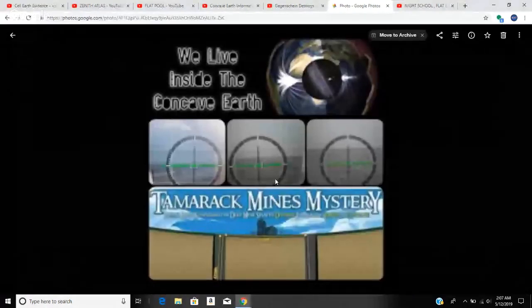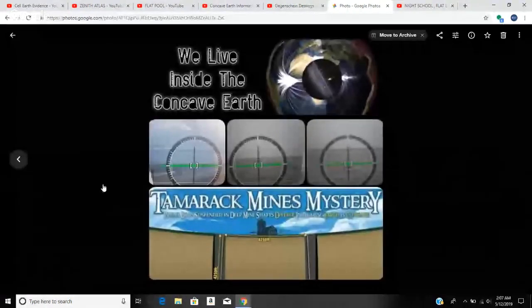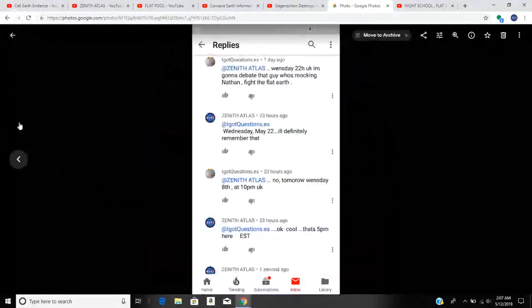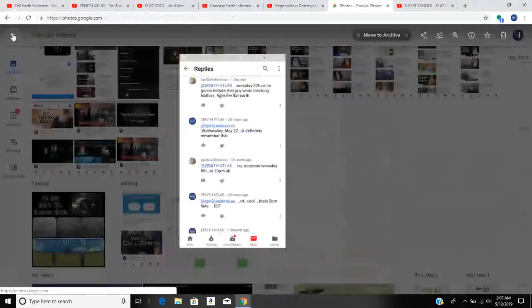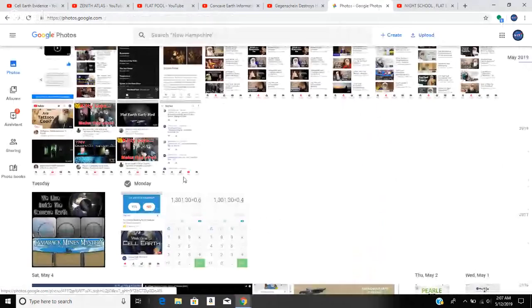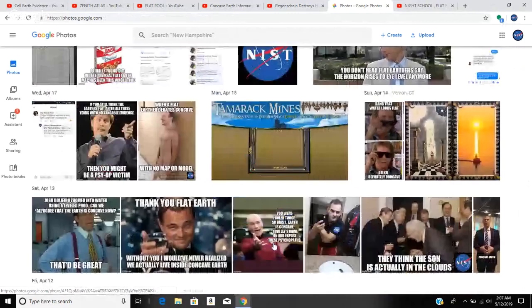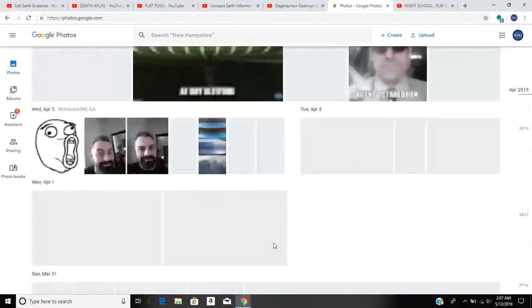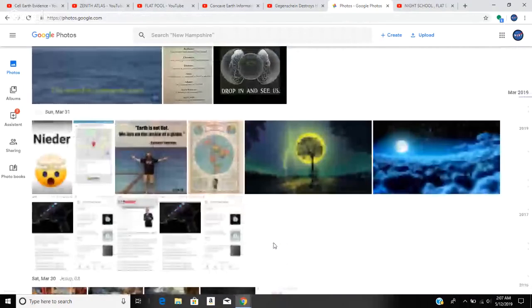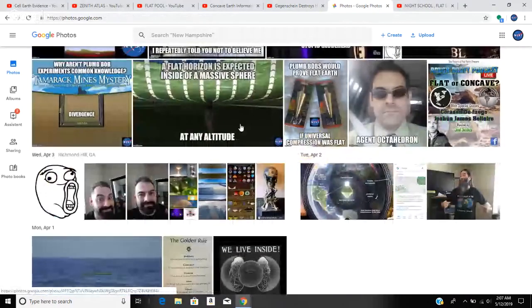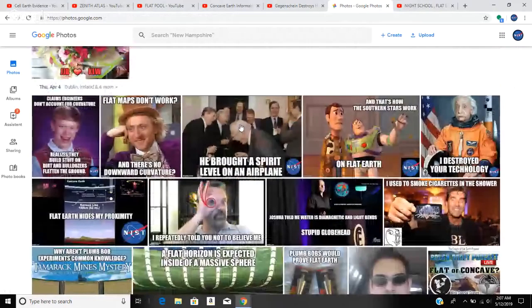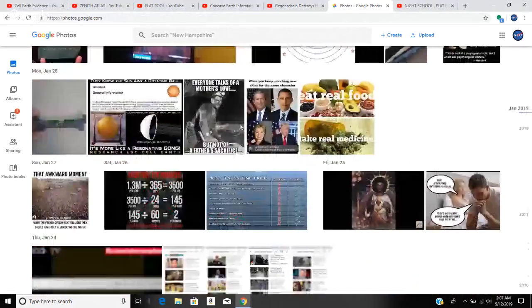Okay, we've got the Tamarack mines, the plumb bob divergence that shows concavity to the Earth. We've got Globebusters announcing they have concavity to the Earth. We've got these laser experiments when you actually measure in the middle, you stupid fools. When you actually measure in the middle, then you're actually going to get a concavity reading. Yeah, you got to measure in the middle.